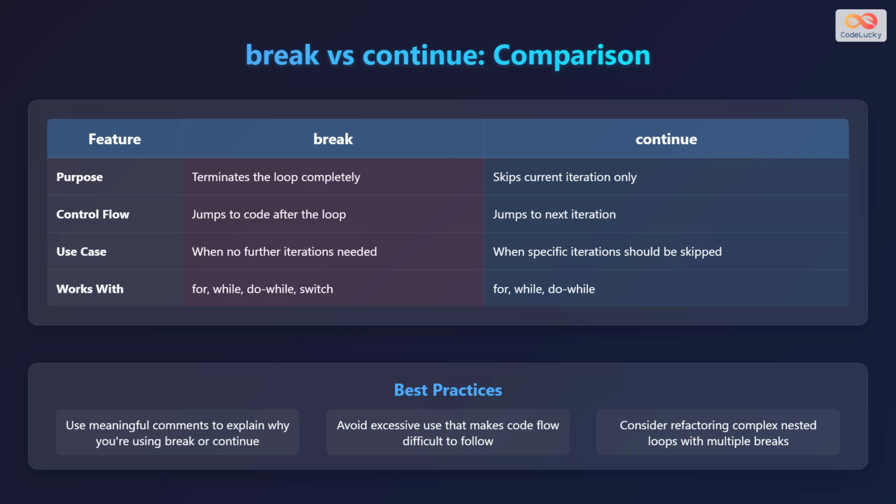Here are some best practices for using break and continue. Use meaningful comments to explain why you're using break or continue. Avoid excessive use that makes the code flow difficult to follow. Consider refactoring complex nested loops with multiple breaks to improve readability.